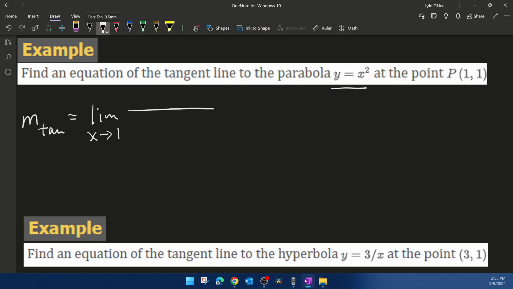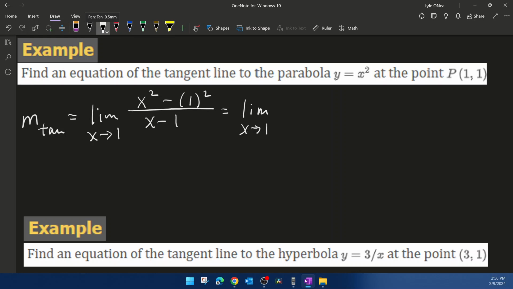And then we set up the slope formula, y2 minus y1, or in this case it says f of x minus f of a, which a again is 1, over x minus a. F of x is our function. F of a is the function value at a, all over x minus a. And then one step of simplification.